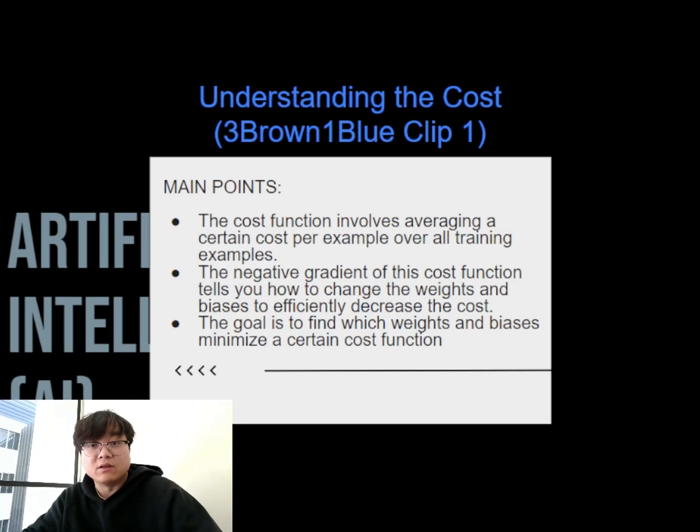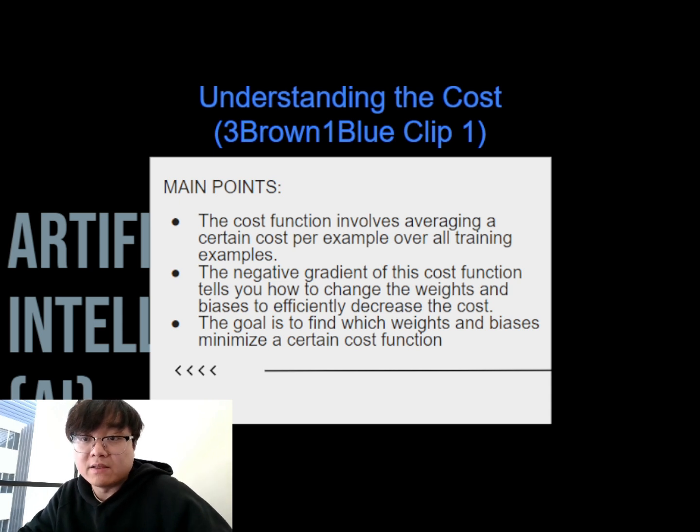In neural networks, the learning process revolves around minimizing a cost function. This cost function quantifies how well the neural network performs by comparing its outputs to the desired outcomes across all training examples. The cost for each example is averaged to get an overall sense of performance. To improve the network, we use the negative gradient of this cost function. This negative gradient indicates how to adjust the network's weights and biases to most effectively reduce the cost.